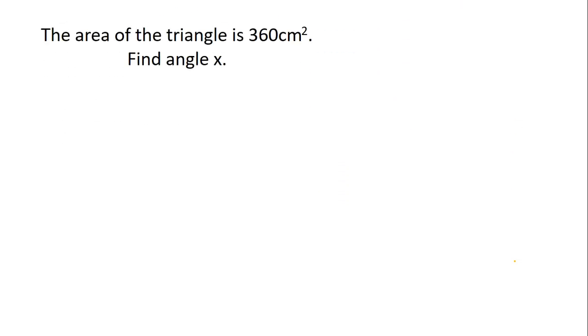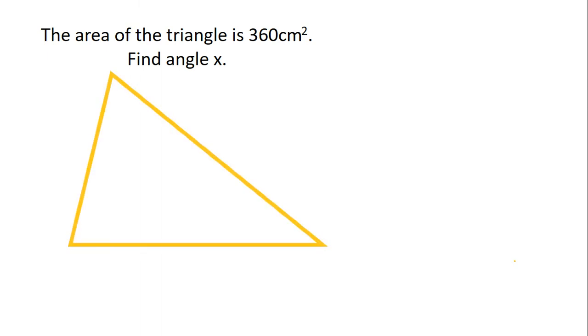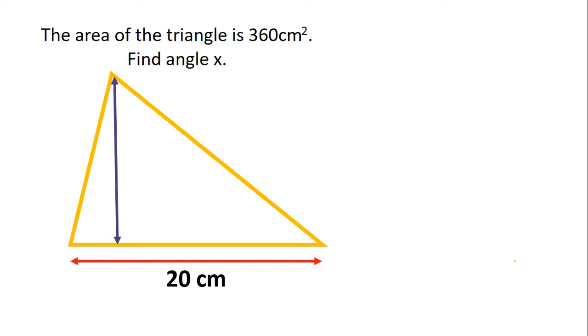So today's question is: the area of the triangle is 360 centimeters square. Find angle x. Now this is my triangle which has a base of 20 centimeter, and it's broken down into the smaller triangle, whose base is 4 centimeter, and this is the angle x degrees that we're looking for.